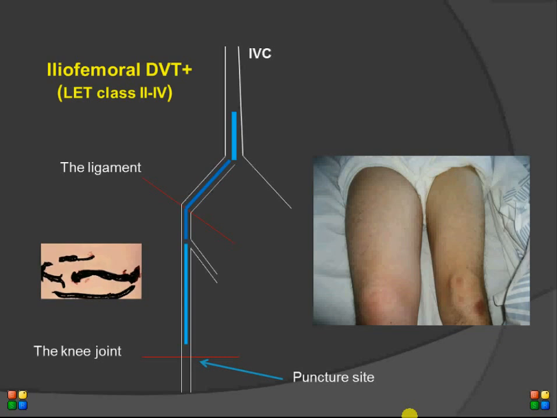In this case, we have an iliofemoral DVT extending to the IVC, and below, the DVT descending to the knee joint. But still, it is an iliofemoral deep venous thrombosis with extension in both directions. The papers are actually often confusing when talking about iliofemoral DVTs, but this is the definition, so be careful when you are reading the papers.